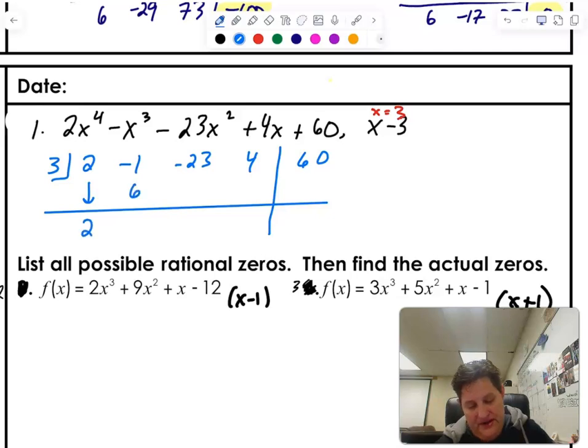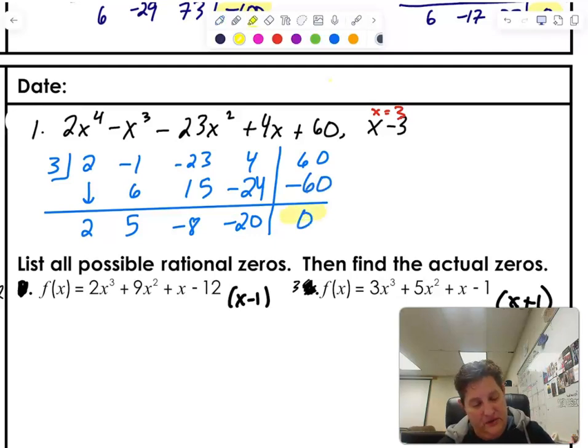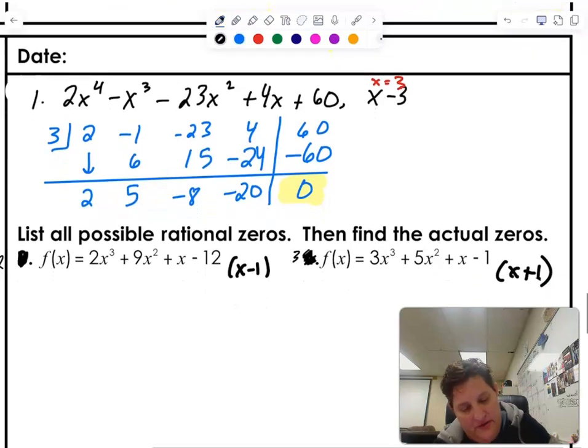2 times 3 is 6, so that's 5. 5 times 3 is 15, that's negative 8. Negative 8 times 3 is negative 24, so that's negative 20. And negative 20 times 3 is negative 60, so that's 0. Okay? So I would say that, yes, this is a factor, and then I'm going to keep going. All right? It'll be very clear what it wants you to do.